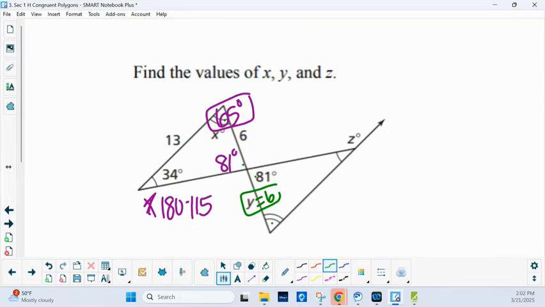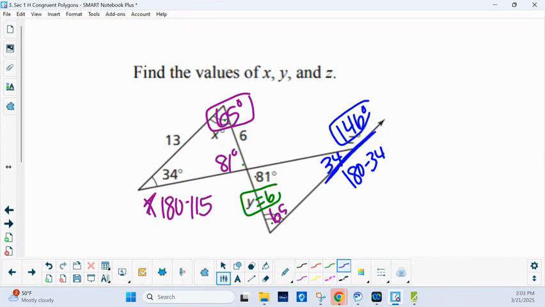What about Z? Plug in the 65, perfect. We can plug in the 65, but look at the mark. Do we know what that one is? 34. It is 34. 180 minus is how much, sorry? 146, perfect, because we have a supplementary angle happening there.